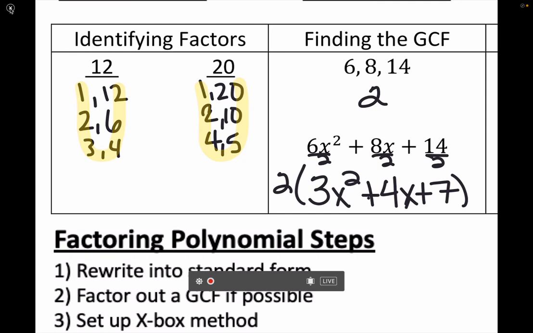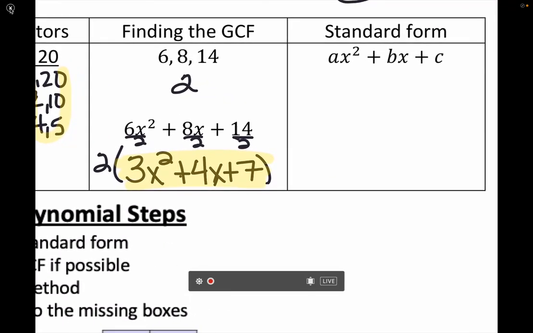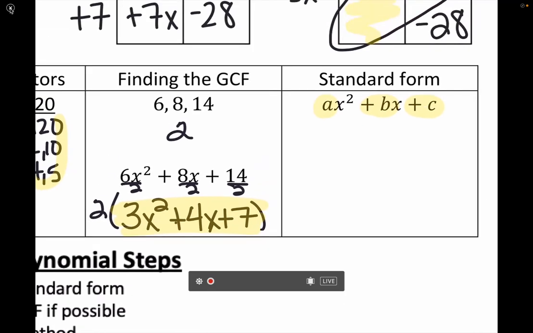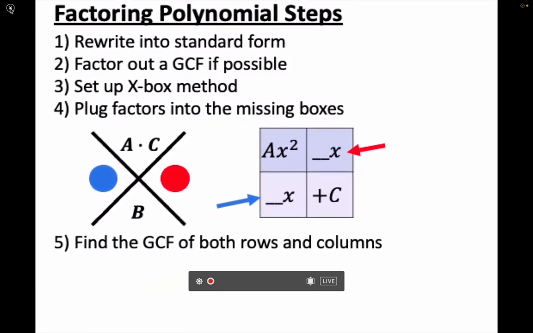And I want you to notice what we have right here when we do that. So this is called standard form, okay? When it's in this same format where you have an A, which is in front of the x squared always. Sometimes it's a 1. So if there's just x squared, it would be a 1. We have a B and we have a C. And we're going to use this standard form to help us fill in these boxes. It's kind of like a puzzle.